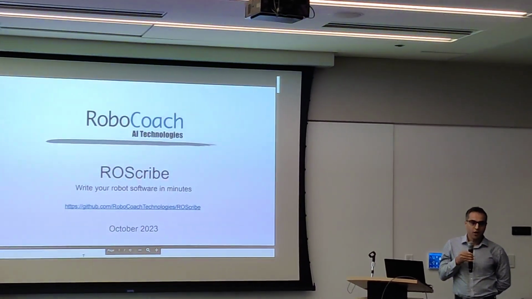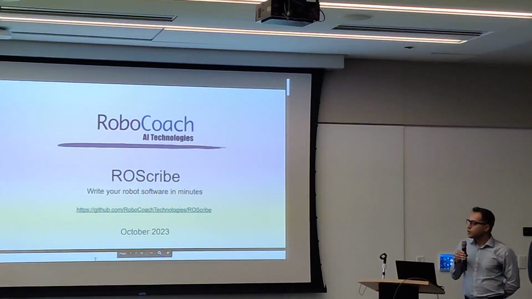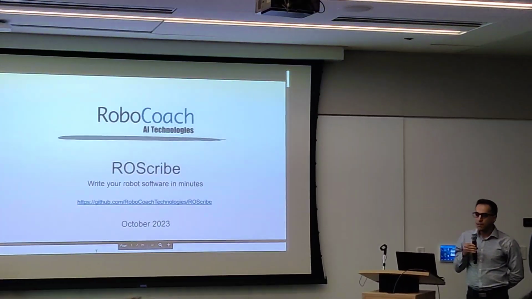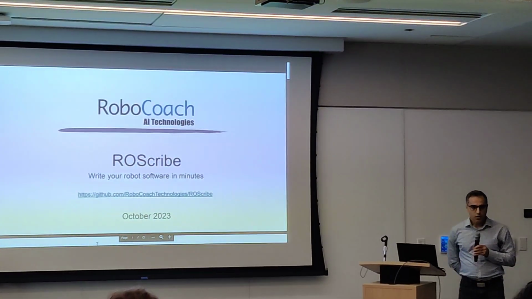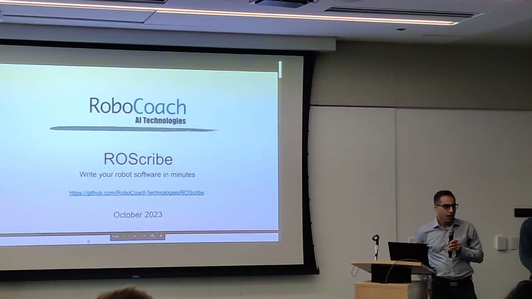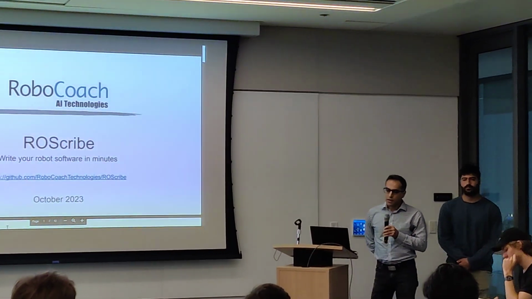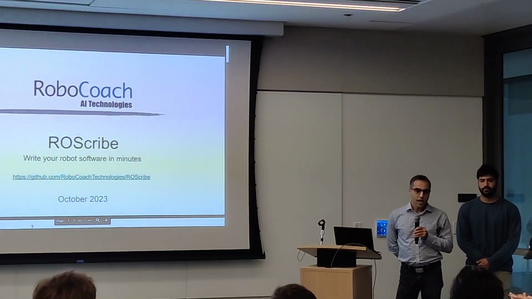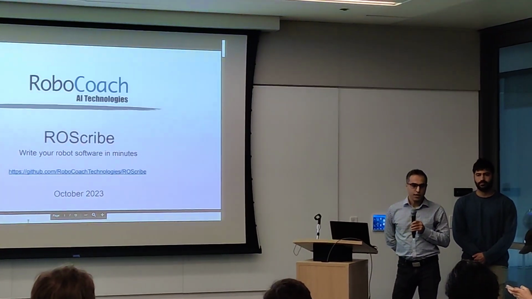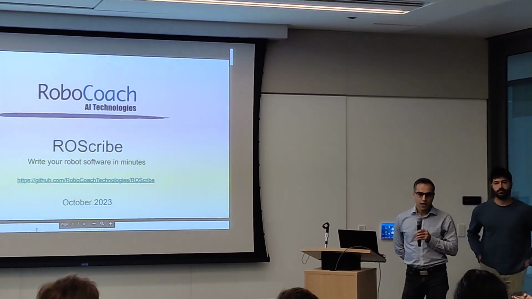We have ROScribe, which is an open source tool that you can use to write your robot software in minutes. So a little bit about RoboCoach. We started the company 2.5 years ago, and my colleague Deborah is helping me. About 6 months ago, we switched to the applications of large language models in generating software. And we have 2 open source solutions out there that you can use.